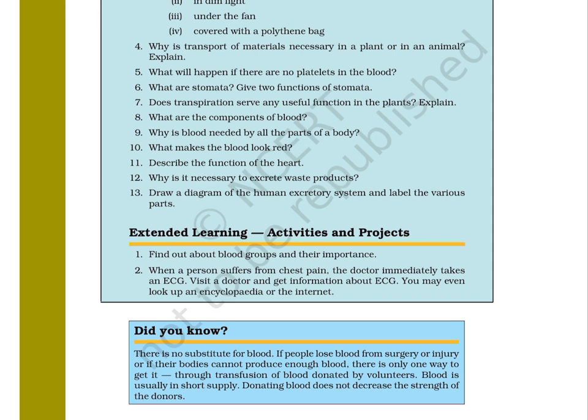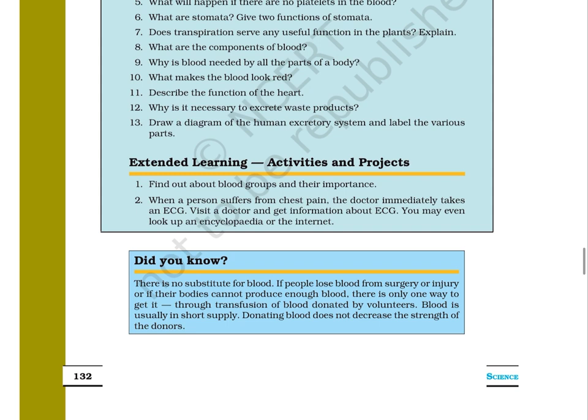9. Why is blood needed by all the parts of a body? 10. What makes the blood look red? 11. Describe the function of the heart. 12. Why is it necessary to excrete waste products? 13. Draw a diagram of the human excretory system and label the various parts.